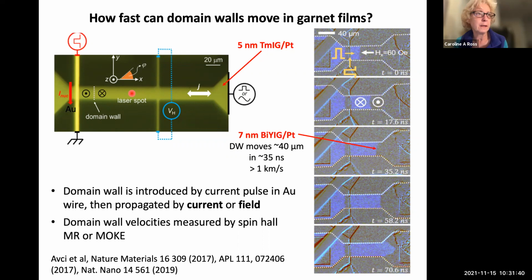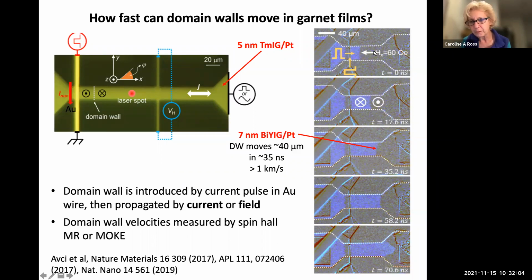What's happening again is that the spin current from the platinum is going into the garnet, but now instead of just reading the garnet, we're actually pushing that domain wall along with the torque from the spin current that's coming from the platinum. And we can measure the velocity of that domain wall. And you can see it here in these MOKE images.